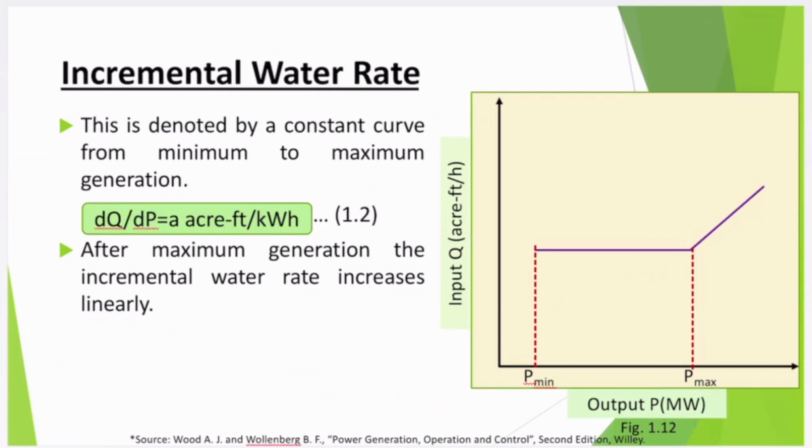So you could see the characteristic between P min to P maximum is perfectly linear, or constant, okay?